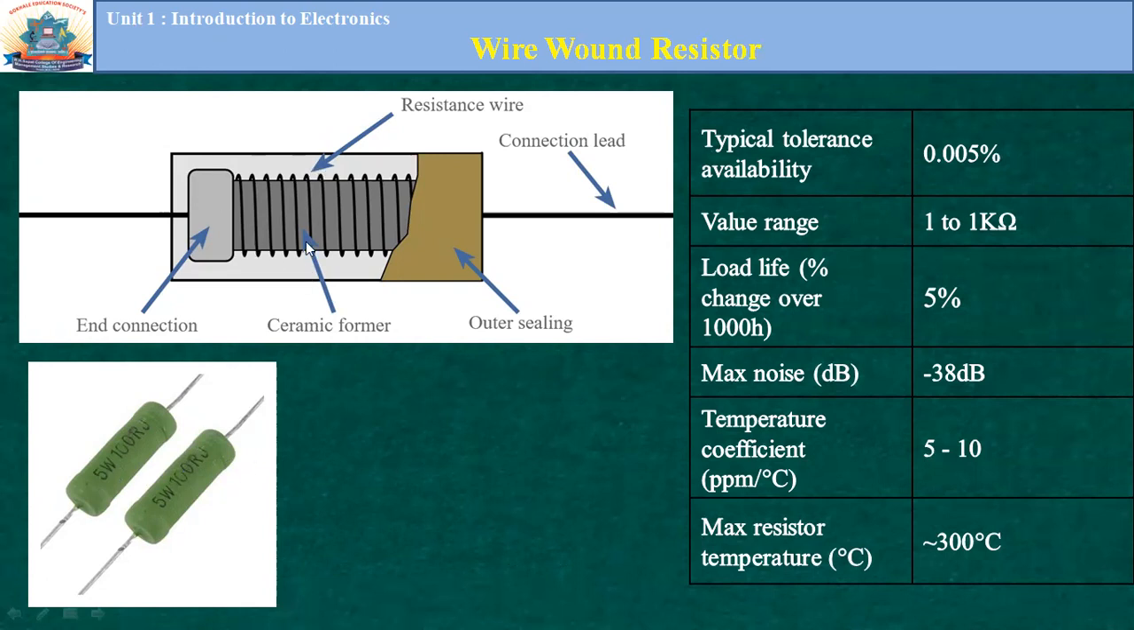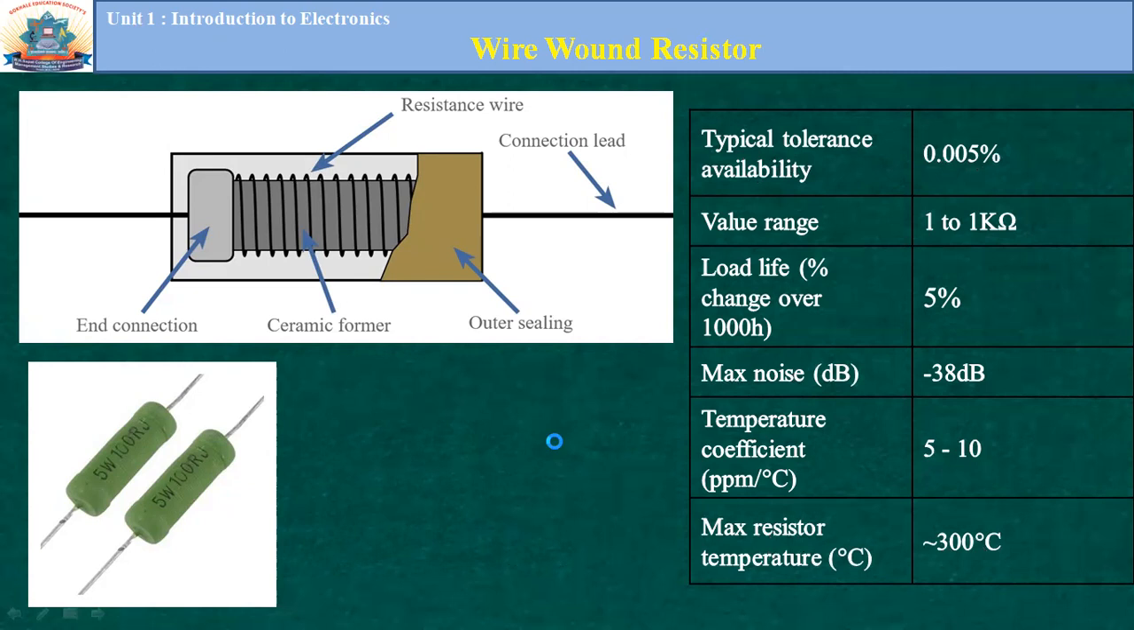Its construction is simple. There is a wire wound on a ceramic rod, and the length of this wire defines the resistance. The value range is 1 ohm to 1 kilo ohm. The maximum temperature is nearly 300 degrees Celsius, and the tolerance it can withstand is 0.05%.